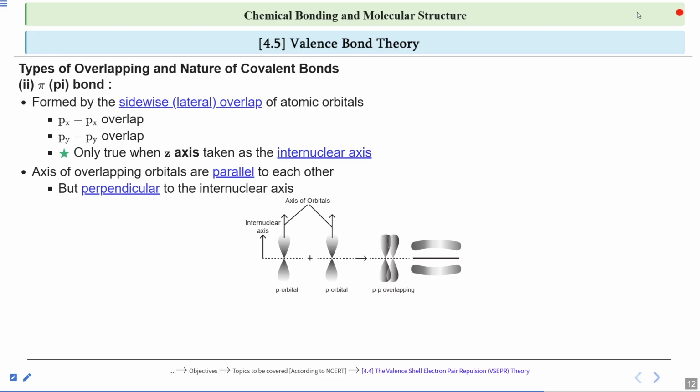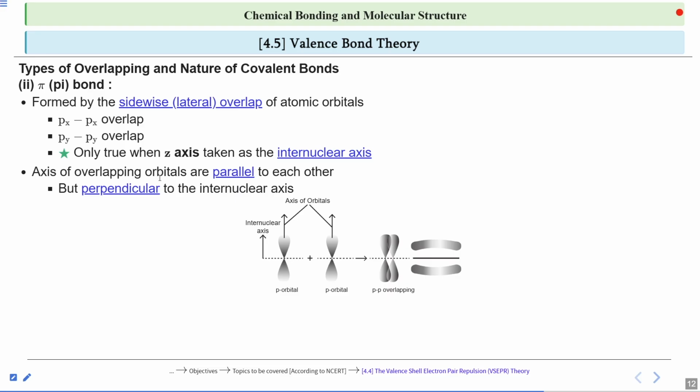Say we have two px orbitals that are combining, and in between we have an internuclear axis. Okay, now as these two orbitals are moving along the z-axis, these two atomic orbitals must be px and py. Suppose these are px, then they will combine to give you this final diagram. Okay, is it clear? I hope this makes sense to you.